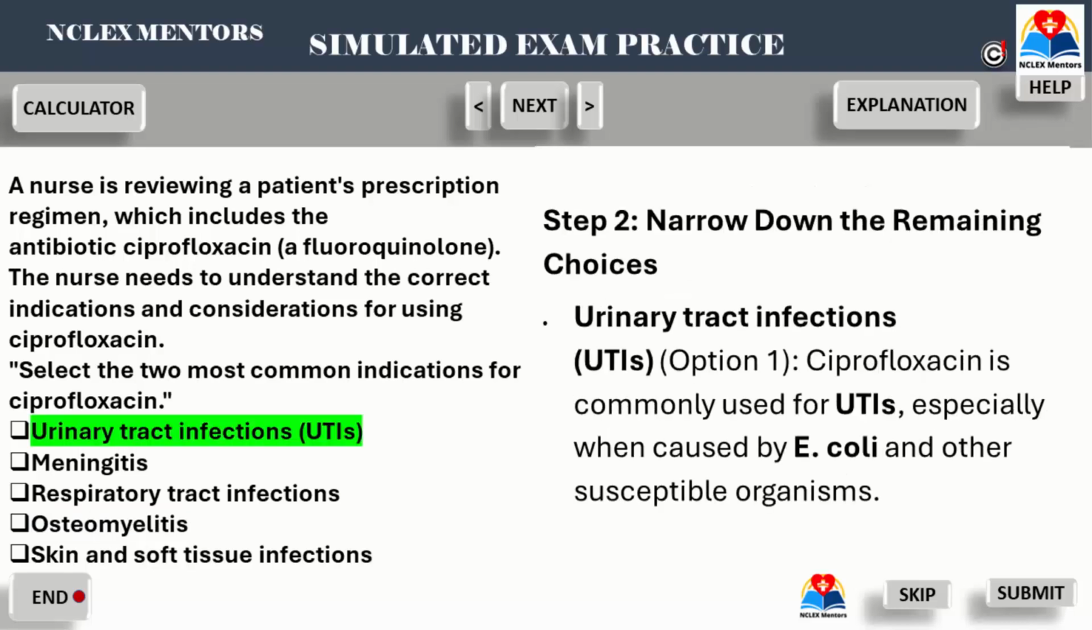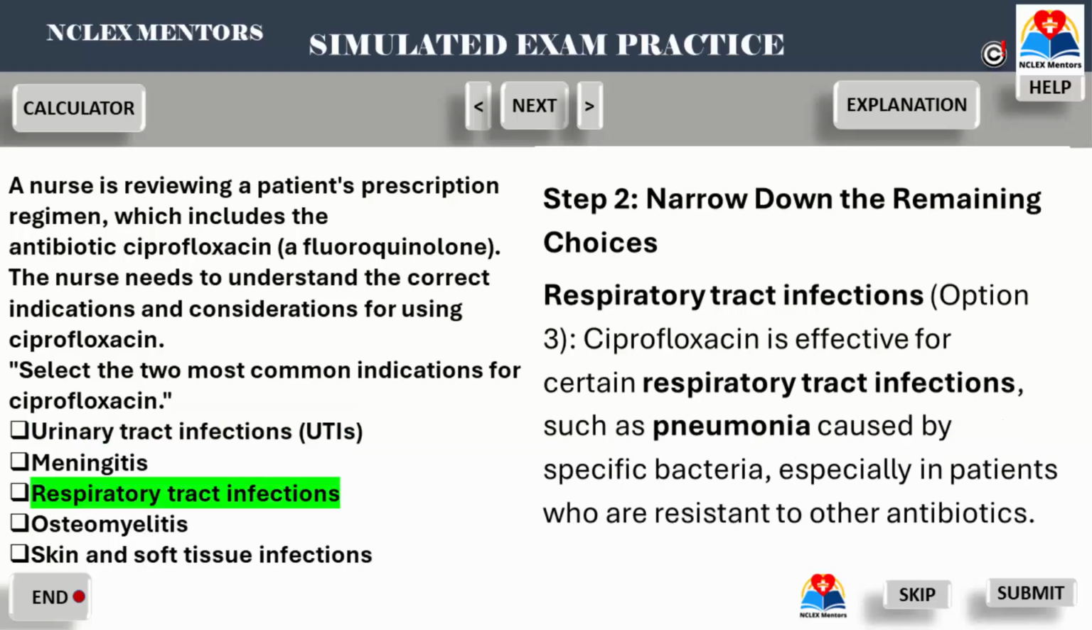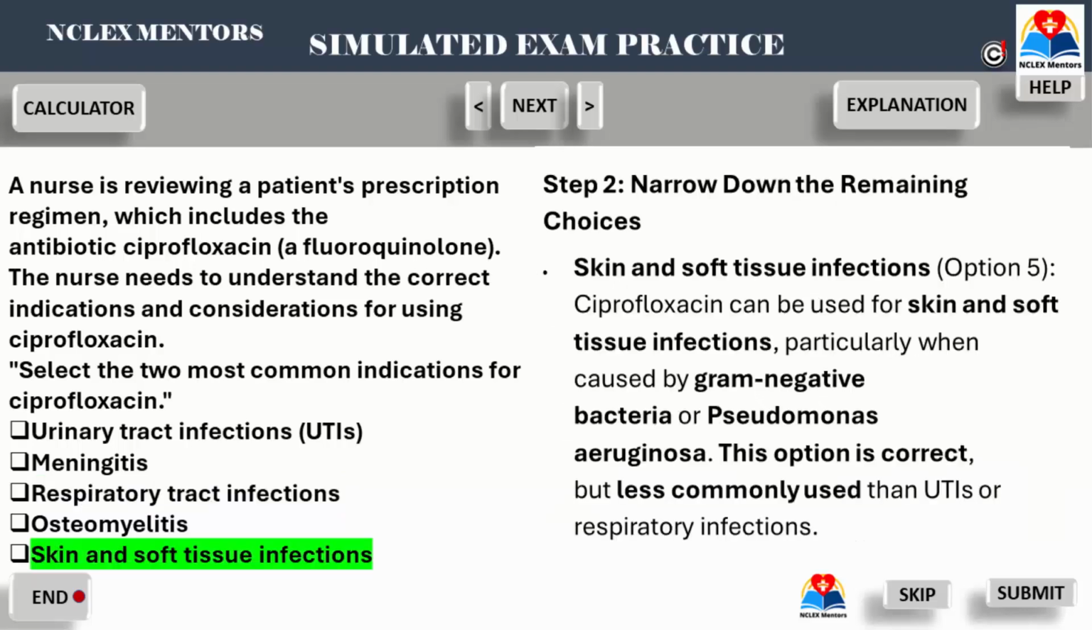Step 2. Focus on the remaining options. UTIs? Absolutely. Ciprofloxacin is commonly used for urinary tract infections, especially those caused by E. coli or other susceptible bacteria. This one stays. Respiratory tract infections? Yes, ciprofloxacin is effective against certain bacterial pneumonias, especially in cases where other antibiotics aren't working. This one's a keeper too.